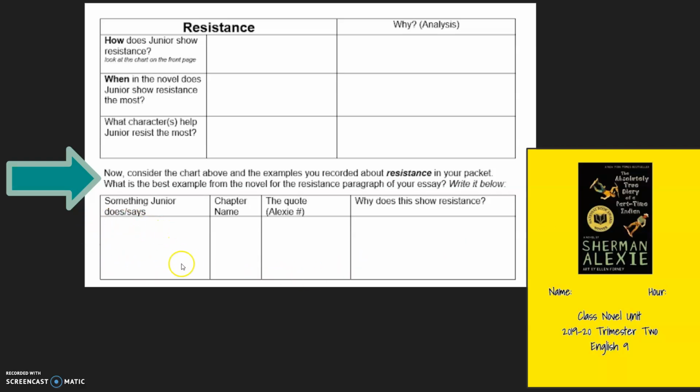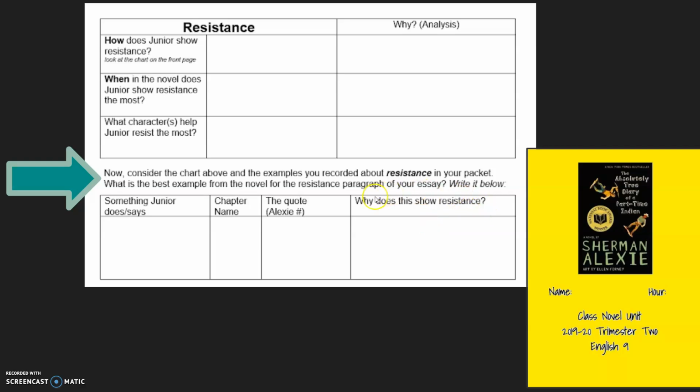So what's something Junior does or says? What chapter does it happen in? And then what is a direct quote? So a sentence or 2, word for word from the book, with the author's name and the page number afterwards. That would be really, really good for this essay.